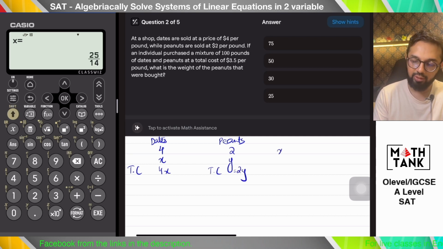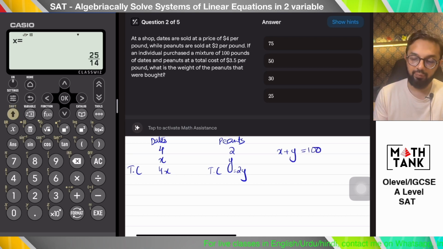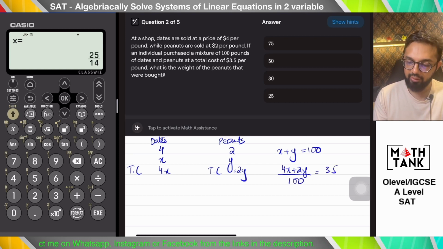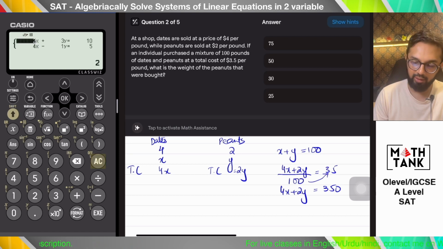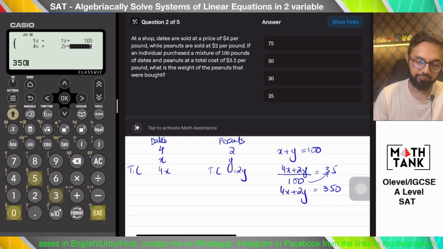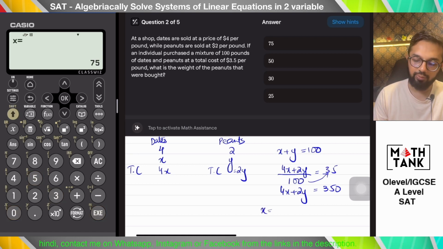Now we know that he purchased a total of 100 pounds, and his total cost was 3.5 per pound. If I want to calculate per pound, I have to divide by the total weight, which is 100 pounds. Okay, so I have simultaneous equations. This one boils down to 4x plus 2y equals 350 when I cross multiply. Now I can put it on my calculator: 1, 1, 100, and 4, 2, 350. So x equals 75 and y equals 25. I think that should work.